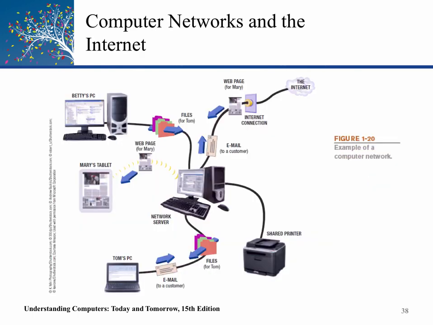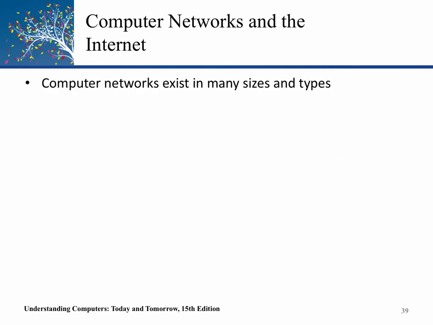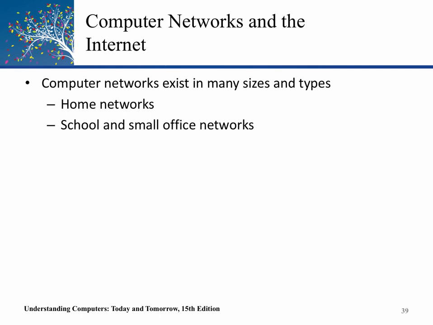Let's discuss computer networks and the internet. A computer network is a collection of hardware and other devices that are connected together. These allow users to share hardware, software, and data, and they can communicate with one another. Network servers manage the resources on a network. Computer networks can exist in many sizes and types. You can have a small home network. Schools and small offices will typically have a network. Large corporations will have bigger networks. And then there are also public wireless networks.